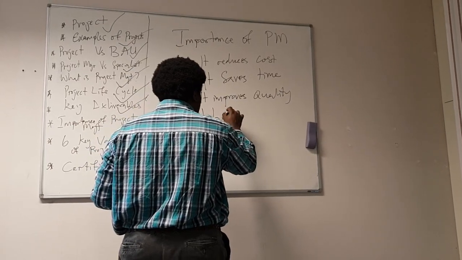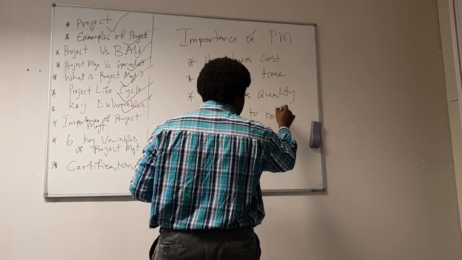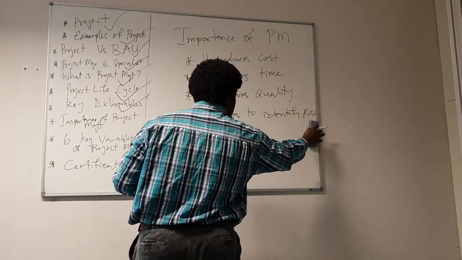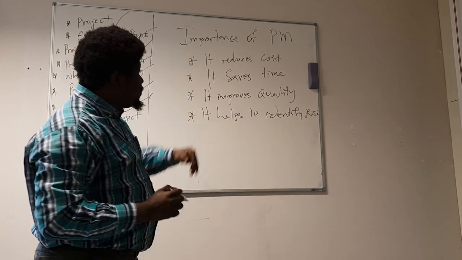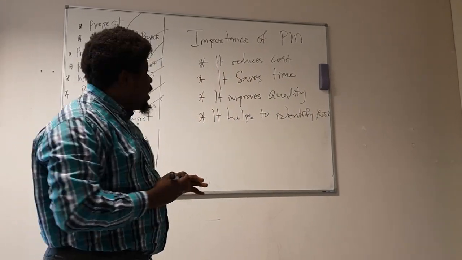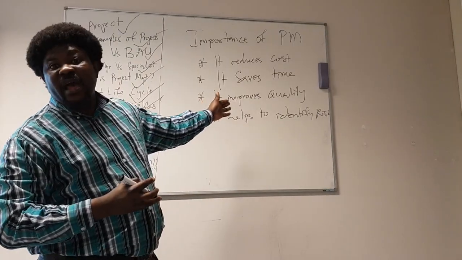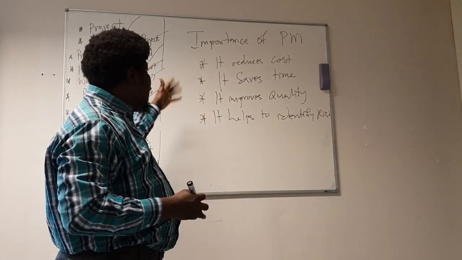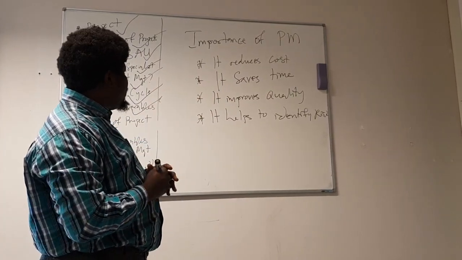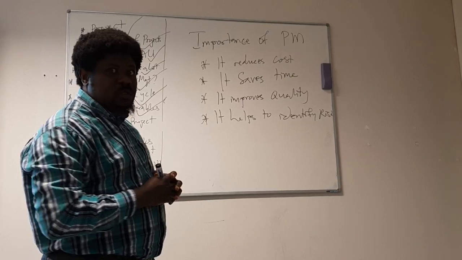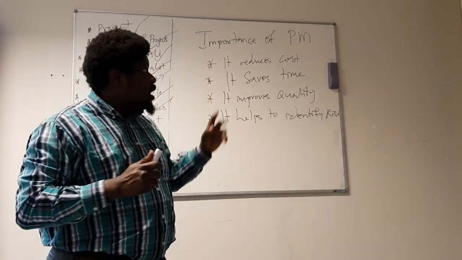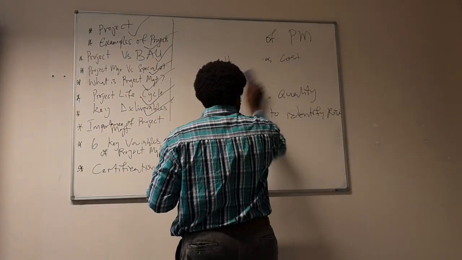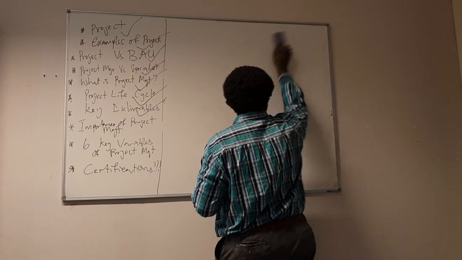It helps to identify risk. So it reduces cost, it saves time, helps to improve quality, helps to identify risk. These are some of the reasons. We can go on and add more points, but these are some of the reasons why we should all use project management skills when we manage our projects. Thank you. We're about to end the video.